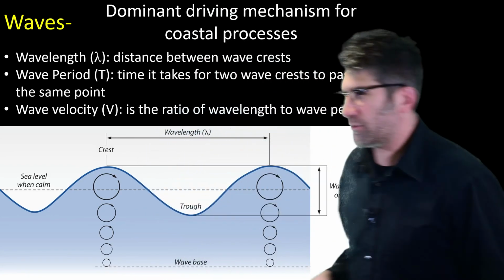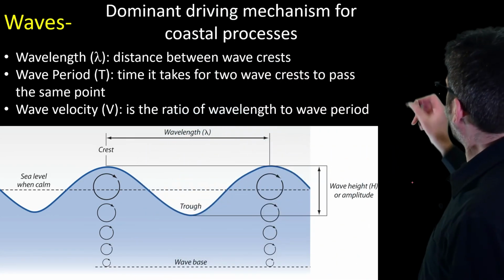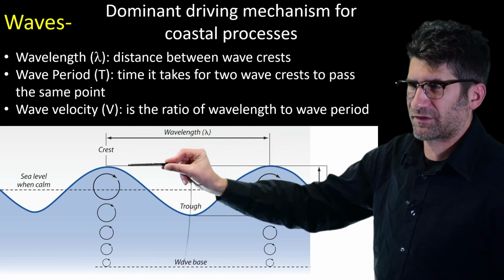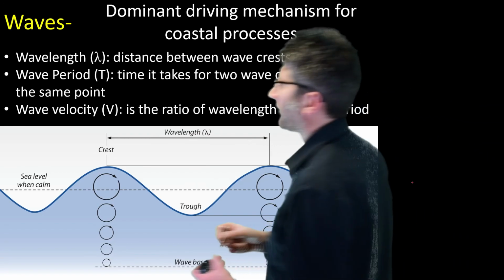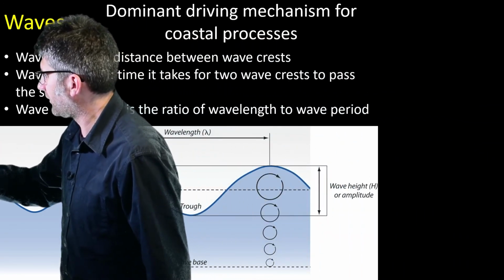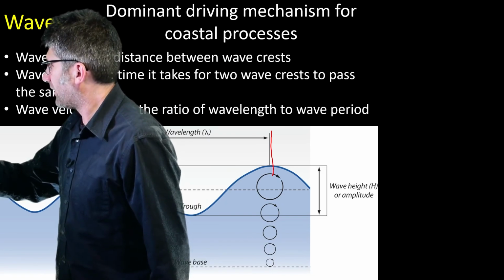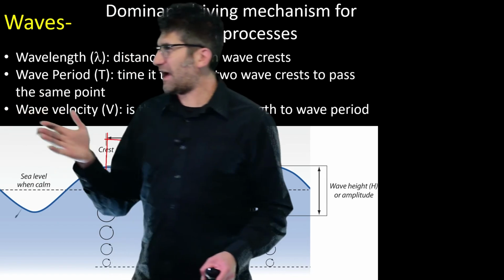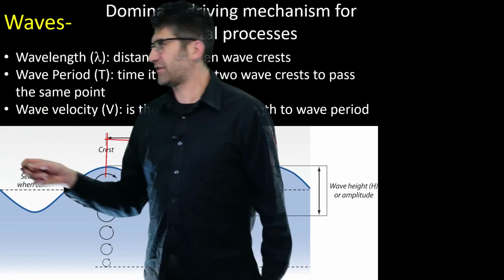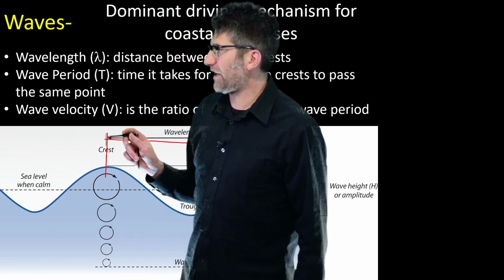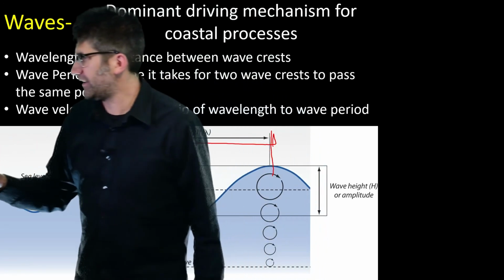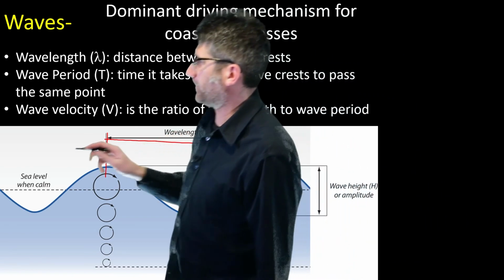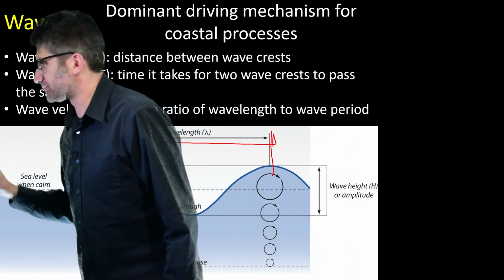Okay, here we've got the picture from your textbook showing these different variables. Wavelength goes crest to crest. Here's our crest, here's our next crest. Then as that wave passes by, the time it takes for the crest to pass the same point, we call that the wave period. How quickly that happens is our wave velocity.